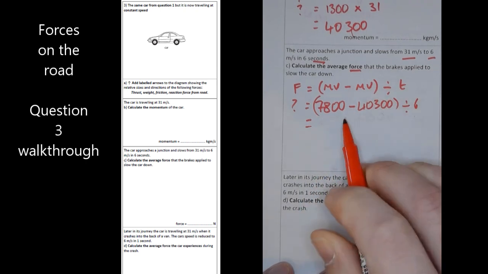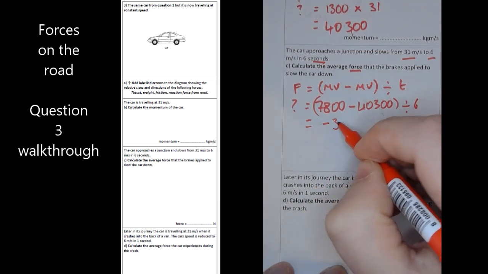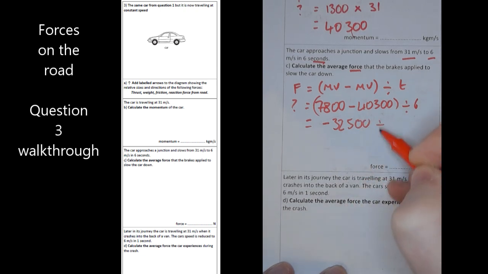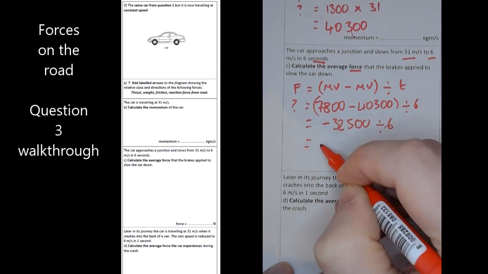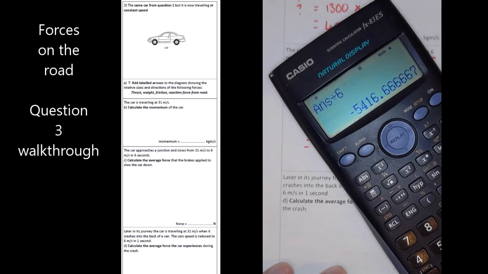The change in momentum is going to be a negative value because it's slowing down. If you're losing speed, you're also losing momentum. And the force, therefore, is going to be negative because, well, it's acting in the opposite direction because it was slowing it down. Now, if you whack that into a calculator, you're going to get a value that repeats forever.